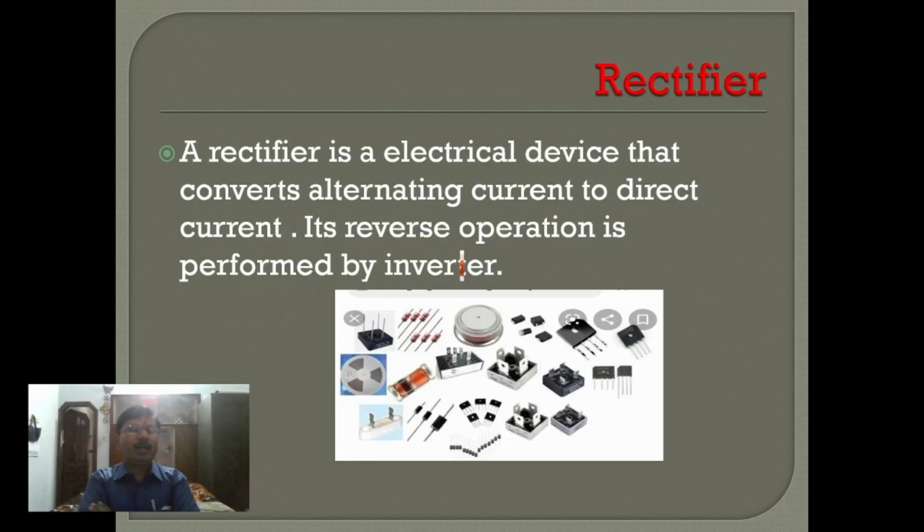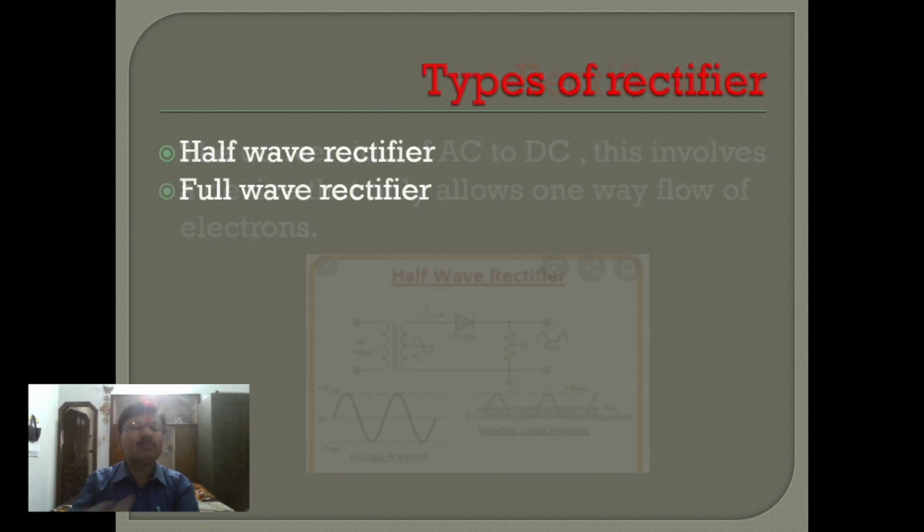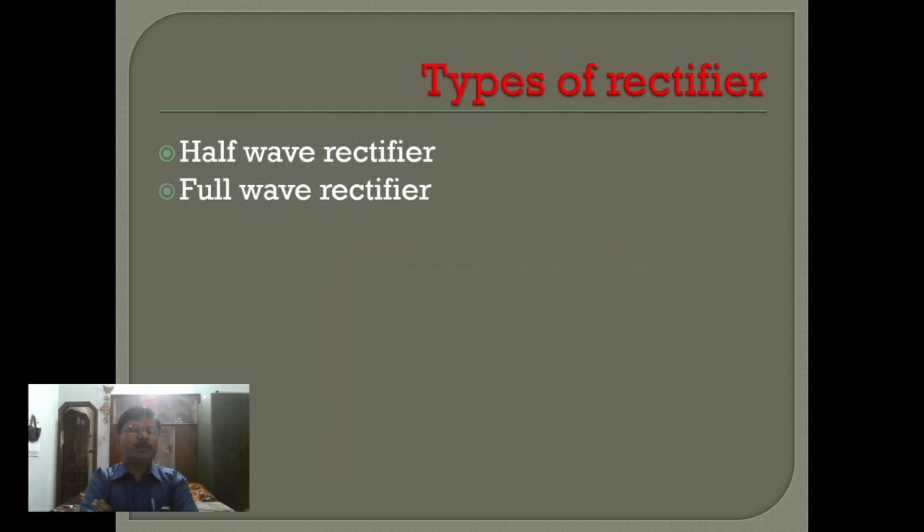Rectifier. A rectifier is an electrical device that converts alternating current to direct current. Its reverse operation is performed by an inverter. Rectification is the process in which AC is converted into DC. This involves a device that only allows one-way flow of current. There are two types of rectifier: half-wave rectifier and full-wave rectifier.